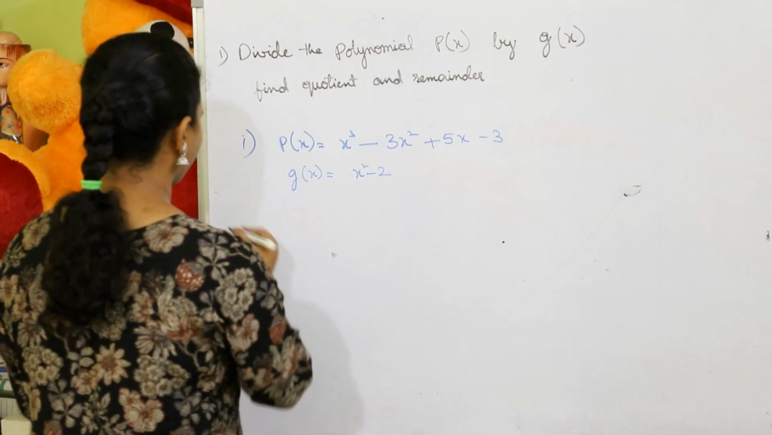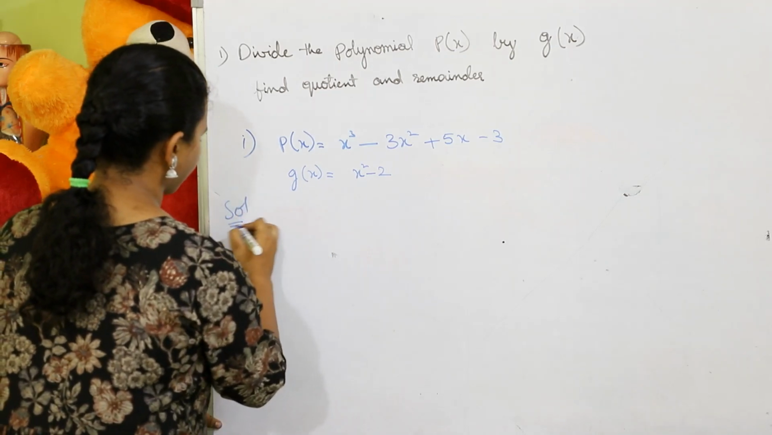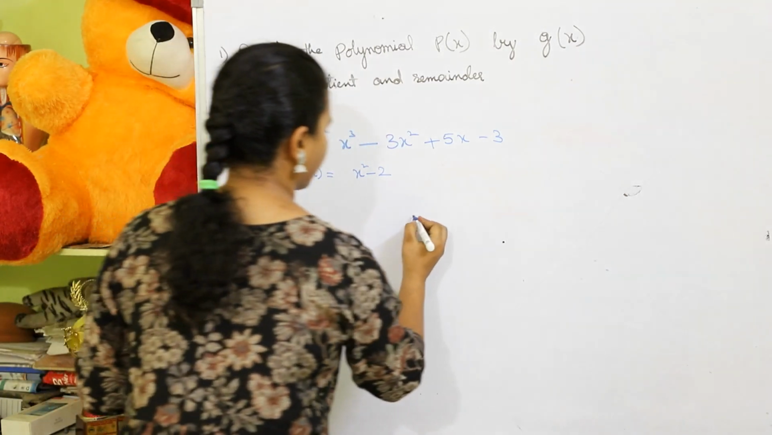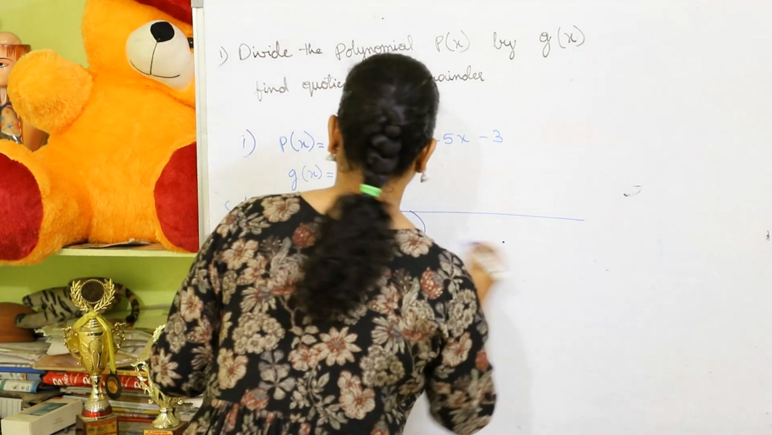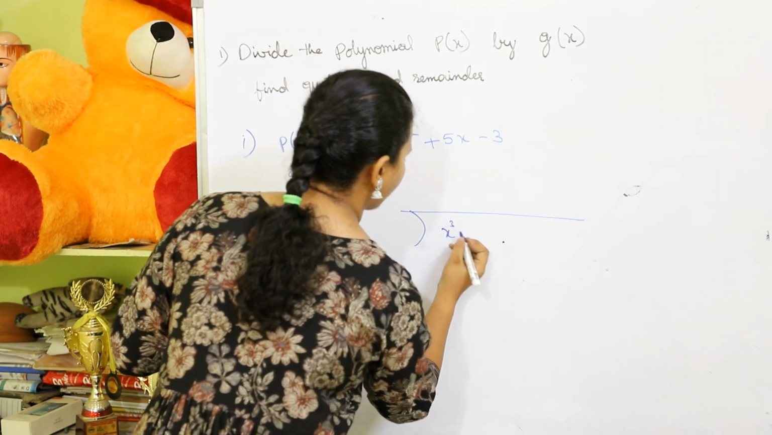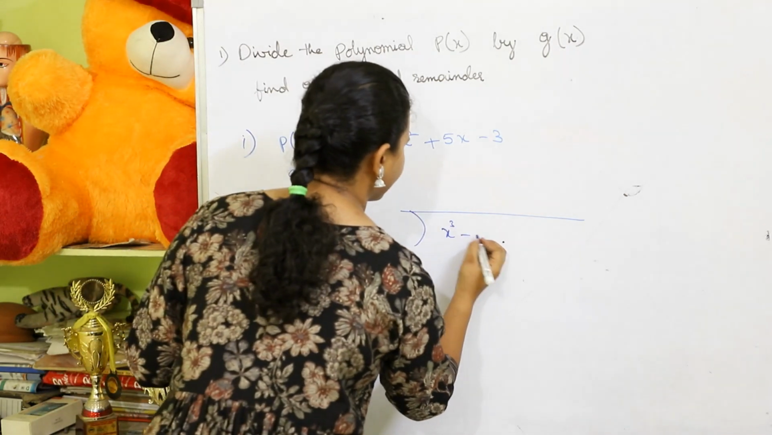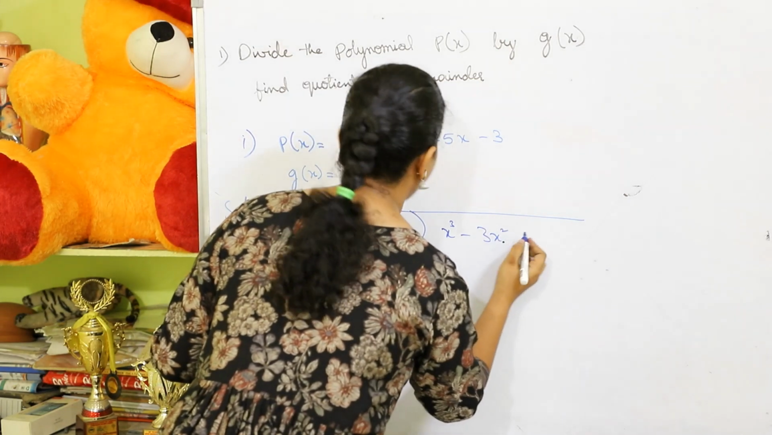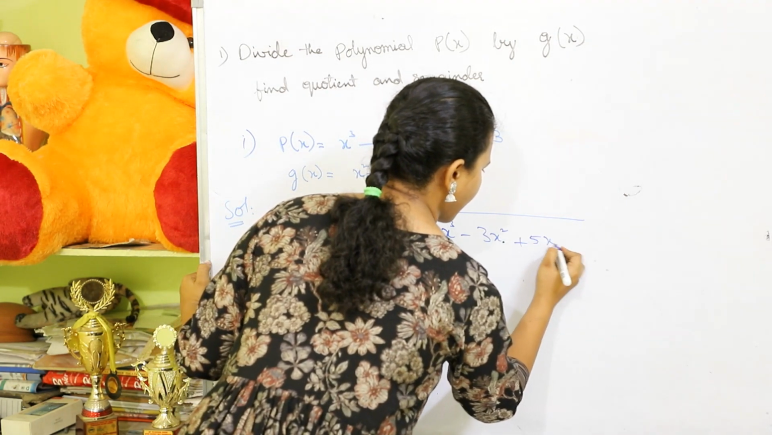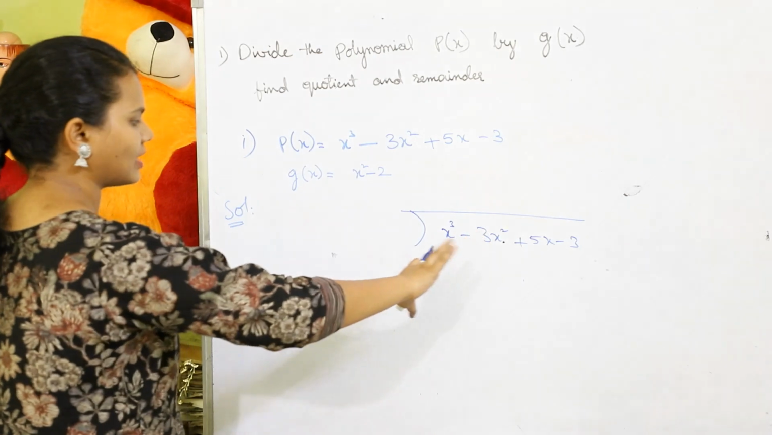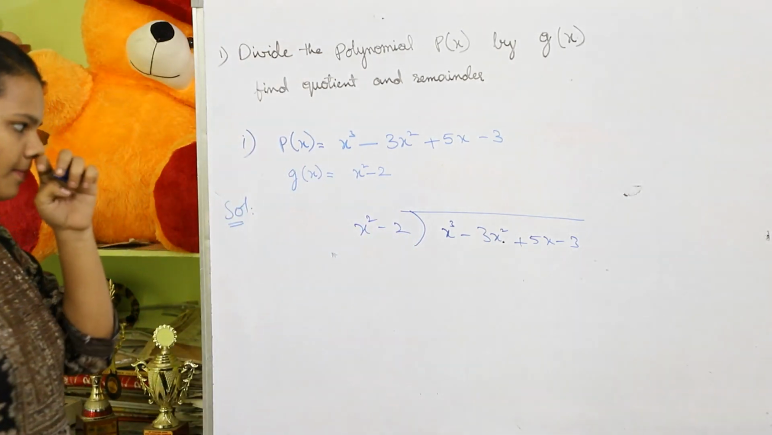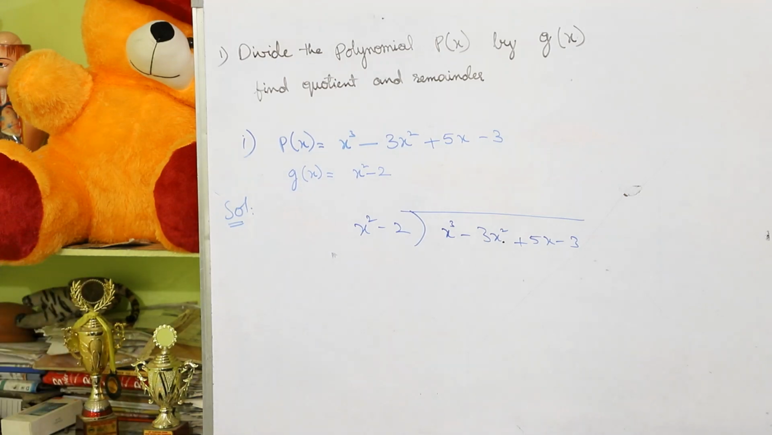Firstly, solution. Here let me make the table like this. Where p of x is x cube minus 3x square plus 5x minus 3. This is the p of x value we have written. We are done with p of x, and the g of x value is x square minus 2. Is this clear?